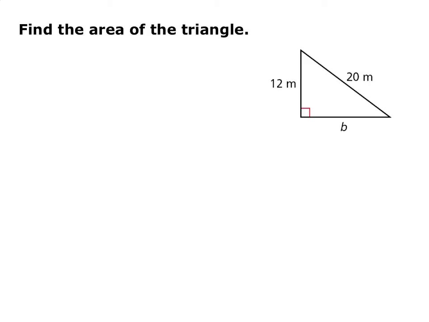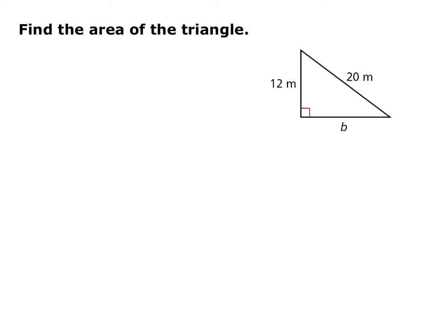Right triangles are going to be the easiest triangles to find the area of because your base and your height are the two legs. And we find that missing base. What are you doing to find the missing base? All right, Pythagorean theorem.